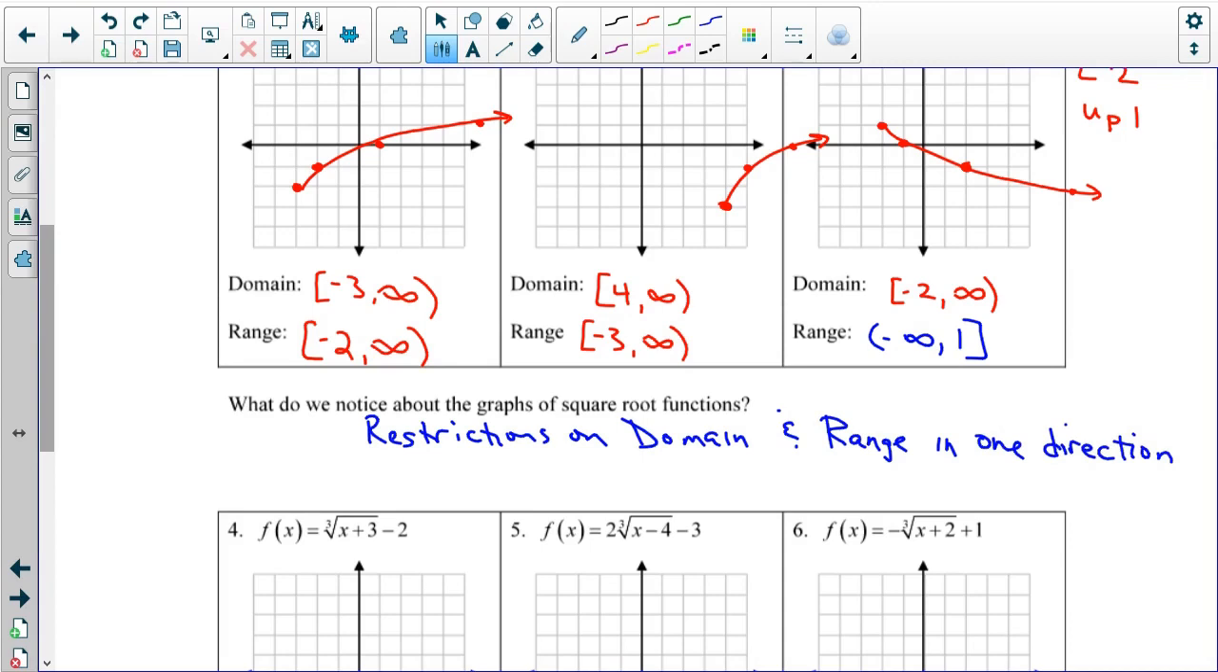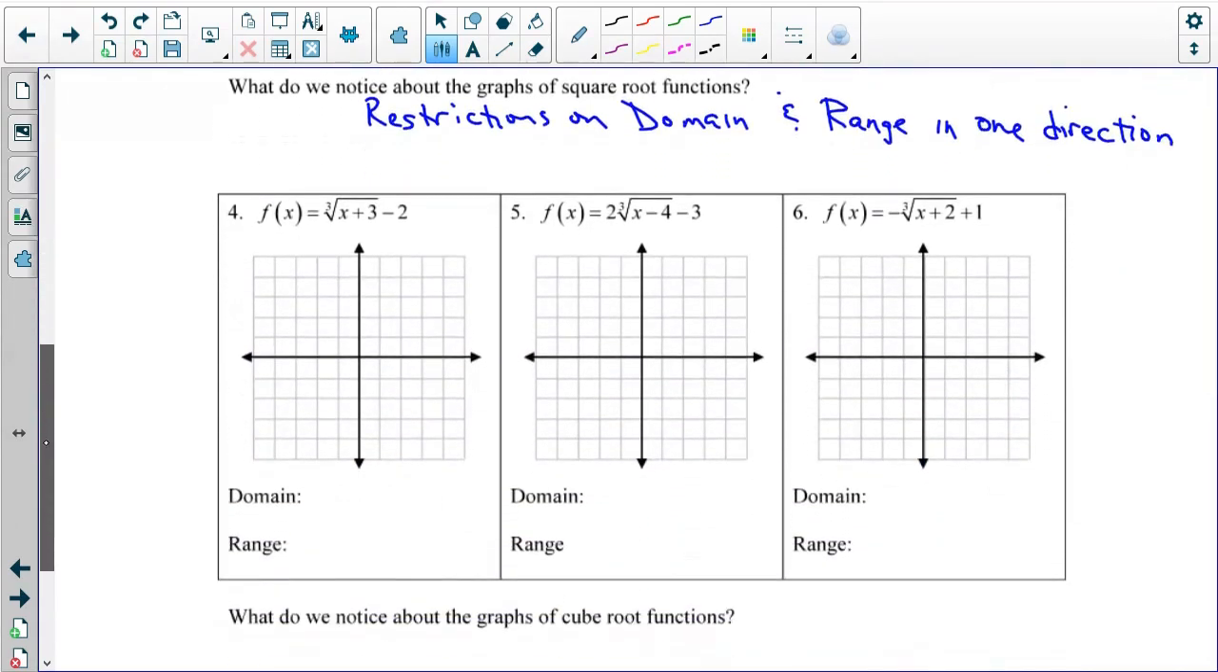Now, if I take a look at 4, 5, and 6, they have the exact same point values, or the exact same shifts. So this one is still left 3, down 2. And there's no vertical stretch, so it's over 1, up 1, and down 1 in both directions. Over 8, up 2, or over 8, down 2 in both directions. So notice that my domain is negative infinity to infinity, and likewise my range is negative infinity to infinity.